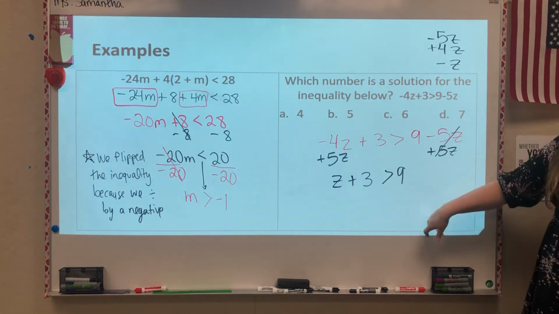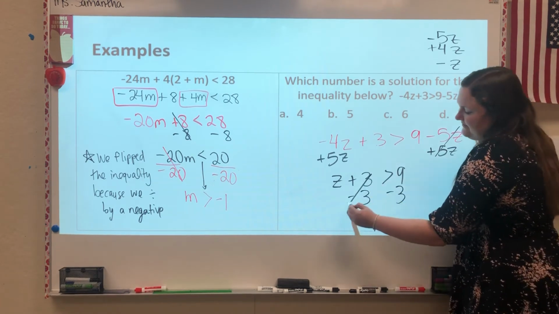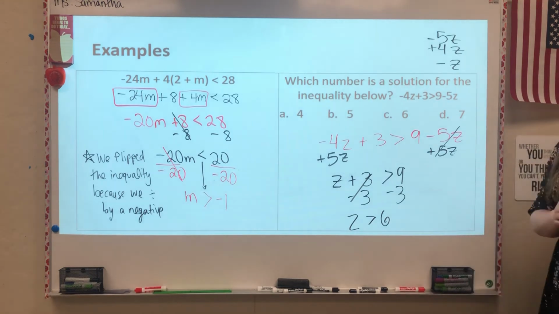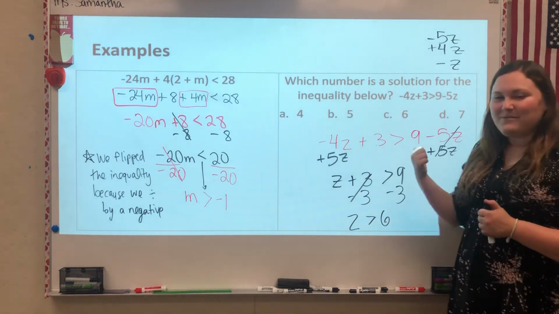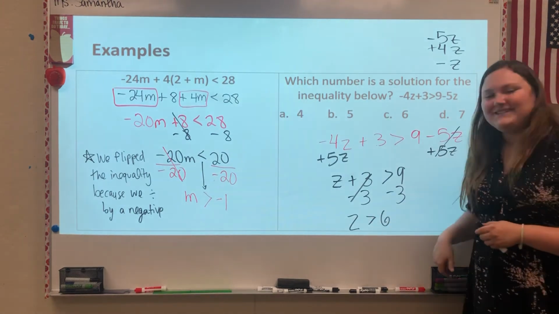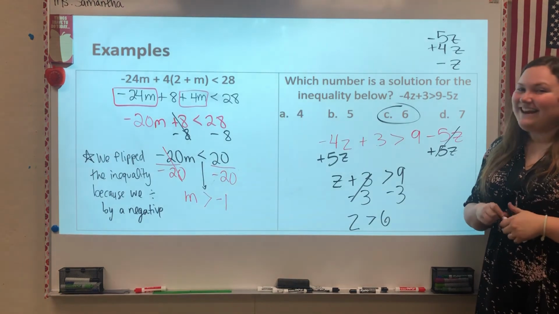Well, let's see. If you finish solving this, you get minus 3, so z is greater than 6. And I can tell you, I've done this problem a lot in class, and the majority of the time people say, okay, z is greater than 6, 6, done. Not done.